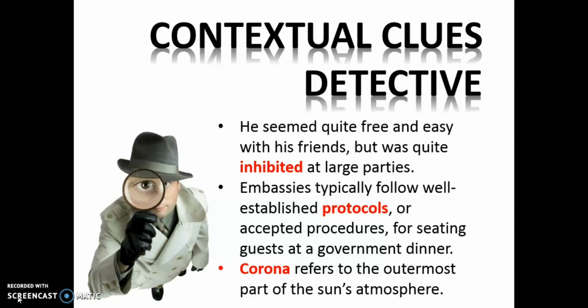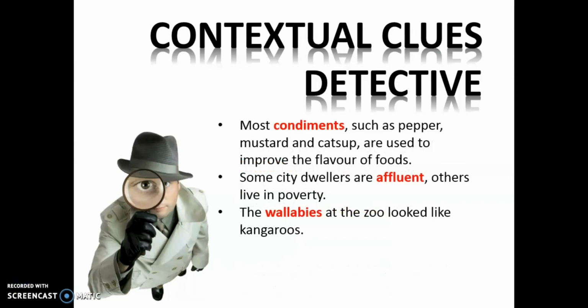Corona refers to the outermost part of the sun's atmosphere. Here, corona does not mean the coronavirus, okay? But it carries the meaning of the outermost region of the sun's atmosphere, visible as a faint halo during a solar eclipse. In this statement, the author has defined the meaning of corona through definition. Spot the clue it refers to in the sentence. Moving on to the next statement.